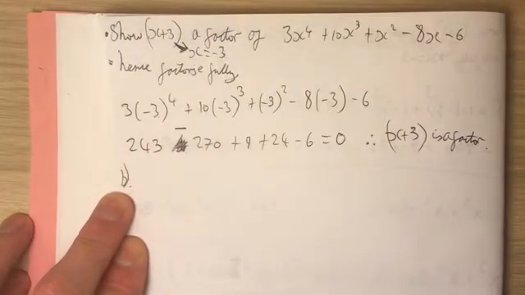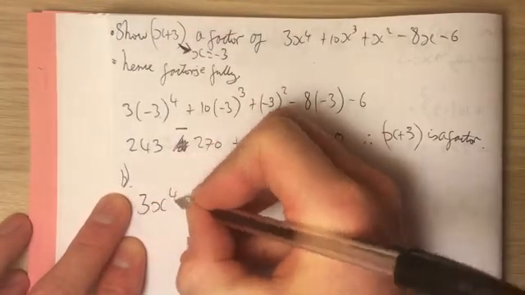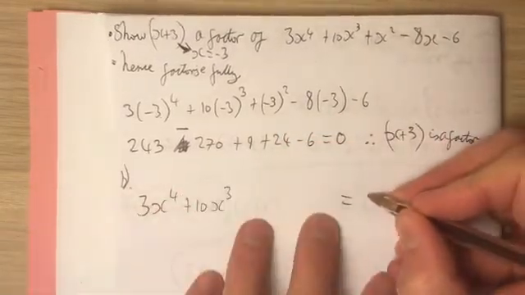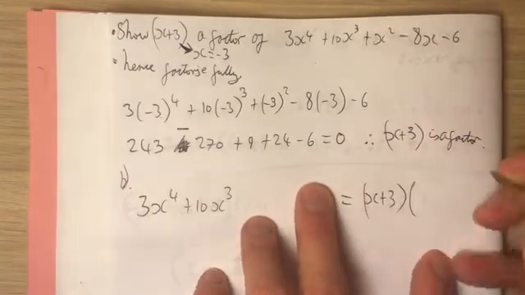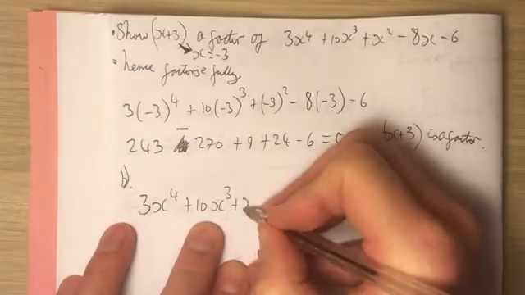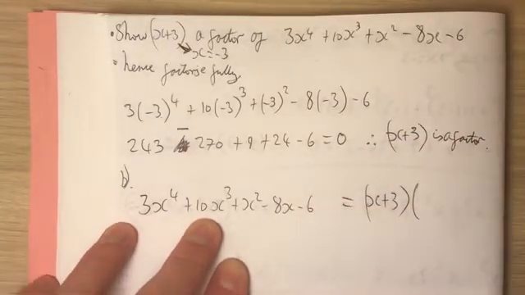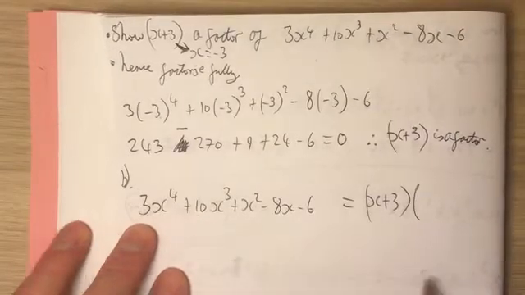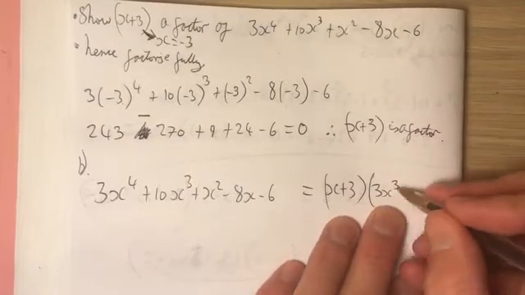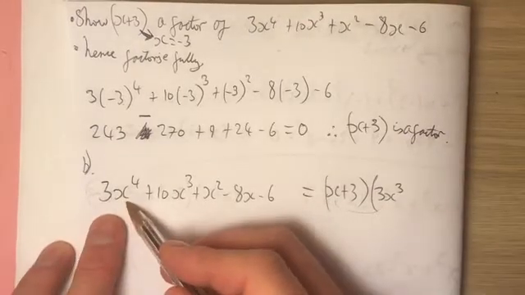Hence, factorise fully. Hence, so we're going to use what we've found out. So we started with this equation here, 3x to the power 4. And what we did is we already know that it's equal to x plus 3 times something, right? Because we know x plus 3 is a factor. That's exactly what that means. So what we're going to do is we're going to use some common sense and say, right, x plus 3 times what? Well, I want to have 3x to the power of 4. Where's that going to come from? It's got to be a 3x cubed here. Why? When I expand it, x times 3x cubed will give me 3x to the power of 4.